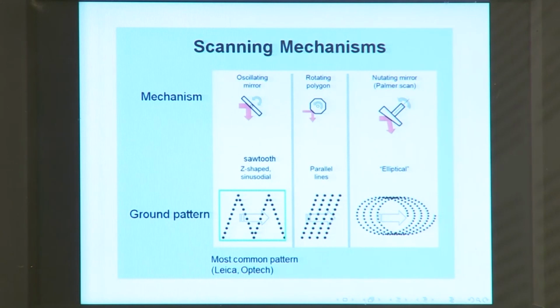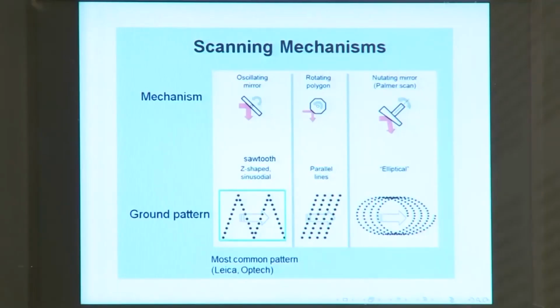Now, let us look at the scanning mechanisms that are available. So, in the case of your LiDAR, you have a laser beam and a detector. Now, this laser beam is supposed to scan the whole of the surface. How does this scanning work? To do this scanning, you have these three common mechanisms.